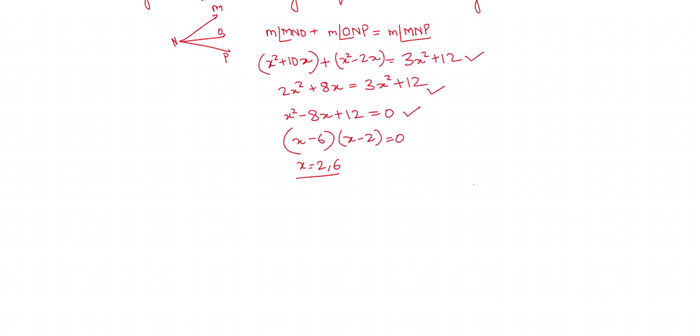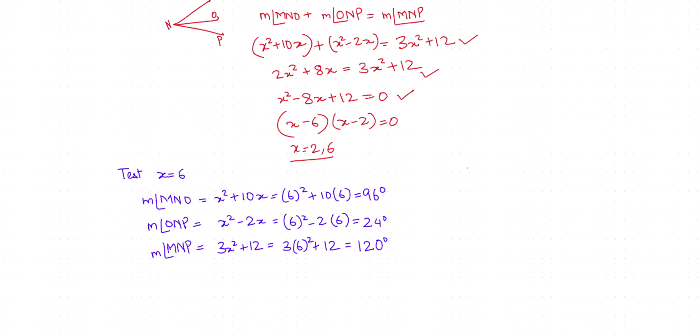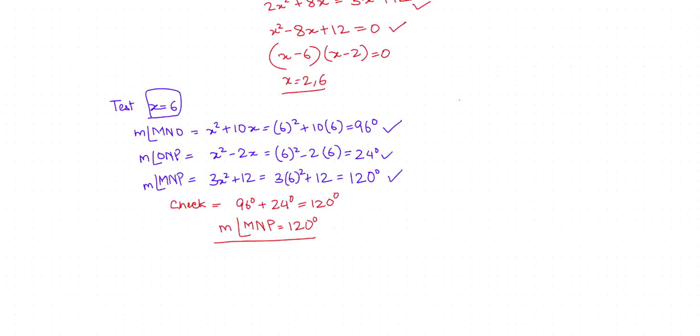So we'll check both the values to ensure that they both produce positive angles that are valid in geometry. Now, when we test x is equal to 6, for MNO we get 96 degrees, ONP we get 24 degrees, and MNP we get 120 degrees. So this is angle MNP, 120 degrees, which is an obtuse angle.